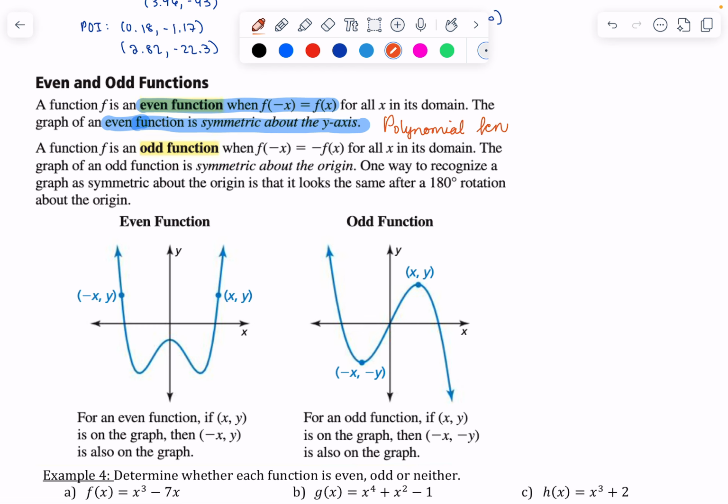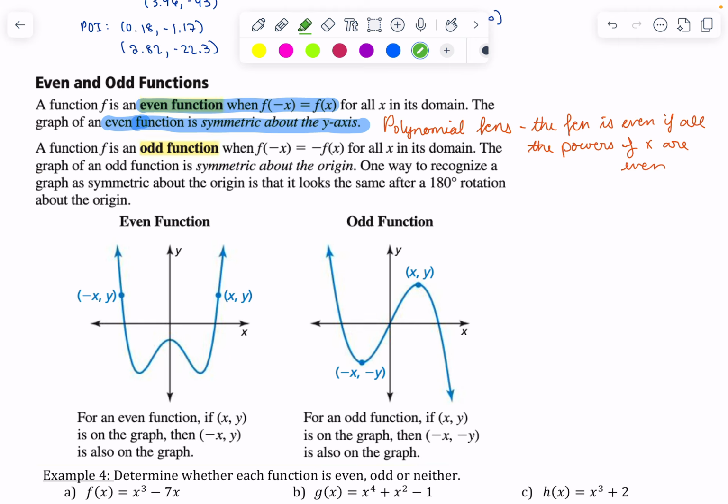Now for polynomial functions, and this only works for polynomial functions, the function is even if all the powers of x are even. And again, this only works for polynomial functions. This is not true of rational functions or absolute value functions. Those don't apply here.